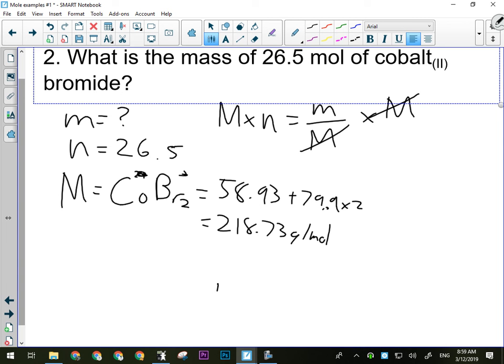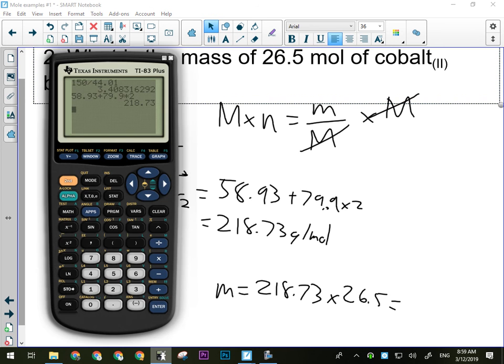Okay, so little m is going to equal 218.73, the molar mass, multiplied by the number of moles, 26.5. All right, so we've got 5,796.35.